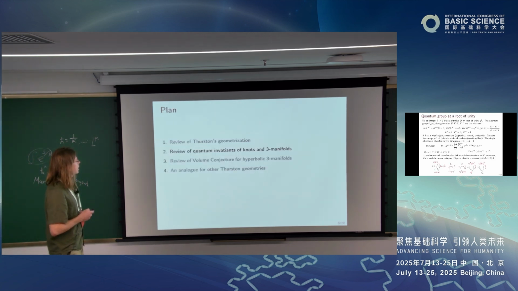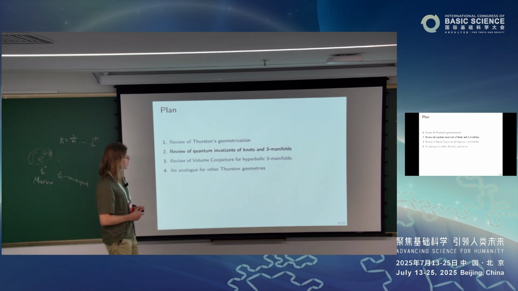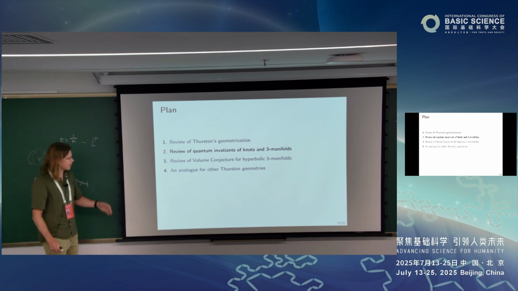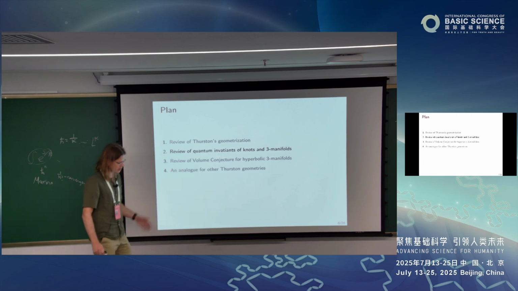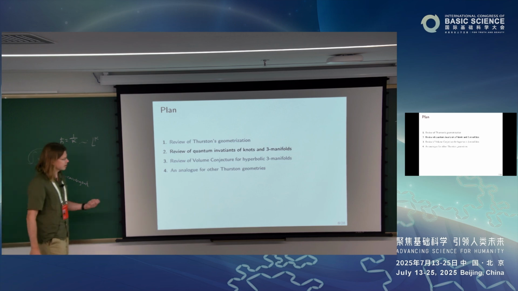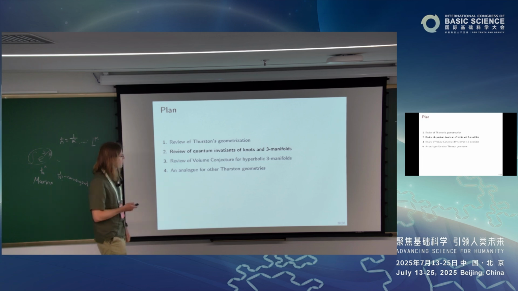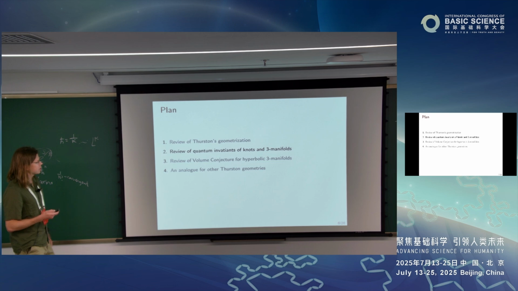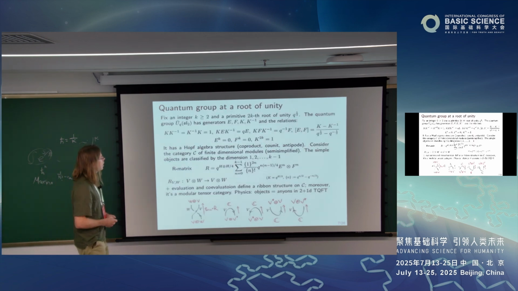Okay. So the next step will be a review of quantum invariants of knots and 3-manifolds, and so I will give first the mathematical definition of these quantum invariants of knots and 3-manifolds, and then I will also mention the physical definition in terms of Chern-Simons theory. But it will be important here that the physical definition only works for special roots of unity. Okay.